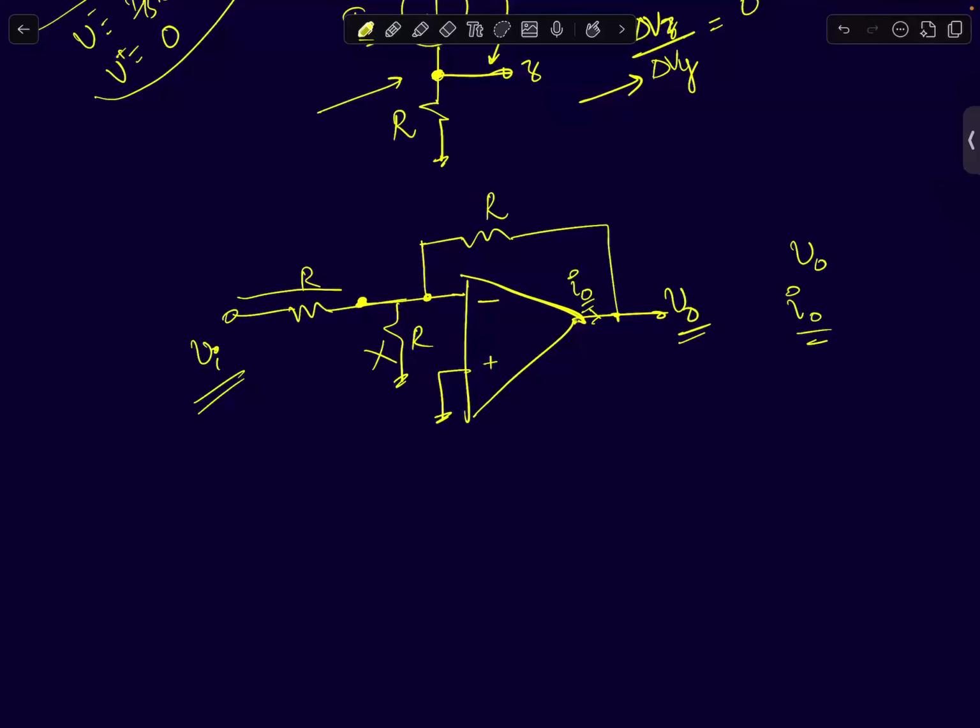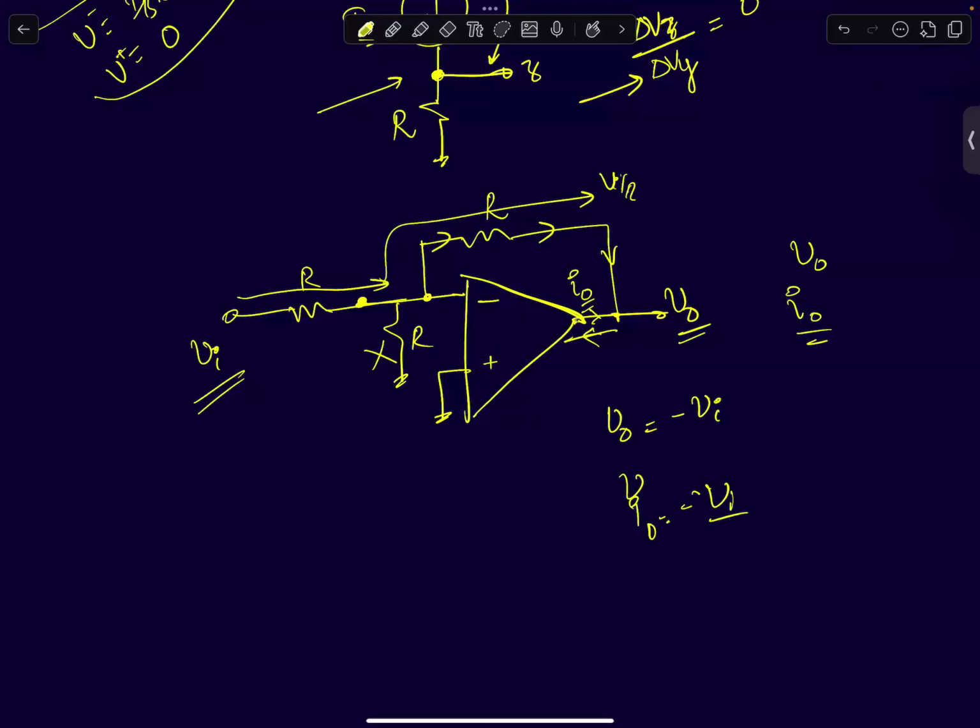So Vi by R will be the current through this, and that has to flow through this. So you will get V naught becoming equal to minus Vi. That follows, it's just an inverting amplifier. And this current Vi by R is flowing in this direction through the resistor. That has to flow into the op-amp. So your I naught equals minus of Vi by R.